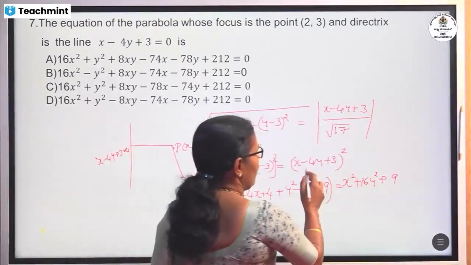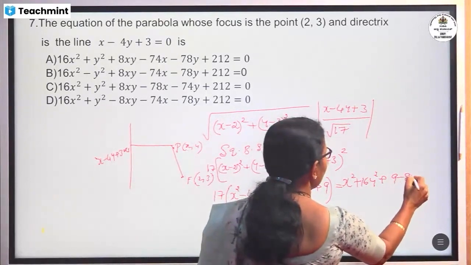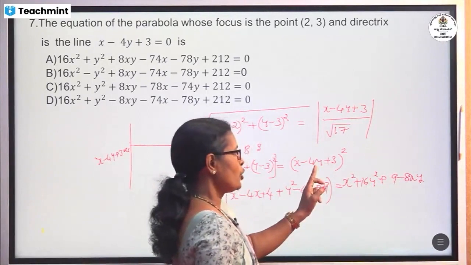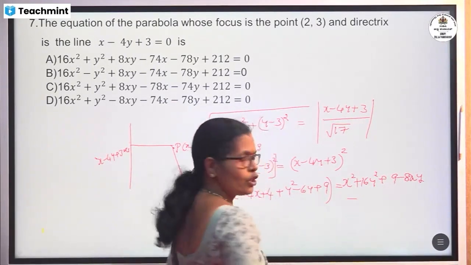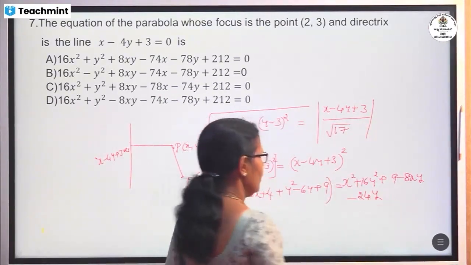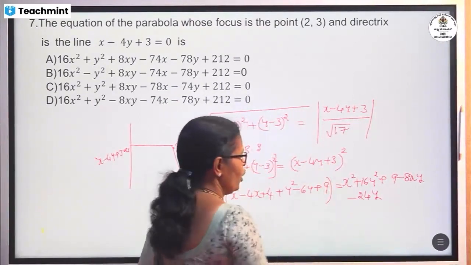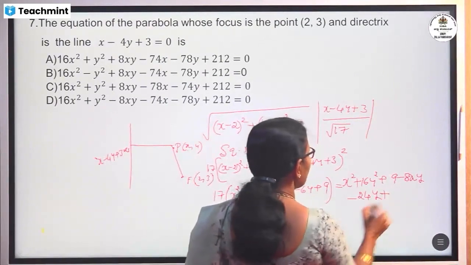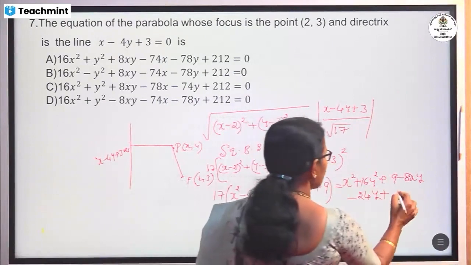Here 2ab means minus 8xy. Next, 2bc. Here also we get minus 2bc, which means 24y. 2 into 4 is 8, 8 3s are 24. Next, plus 2ca. 2ca means 2 into 3, that is 6x.